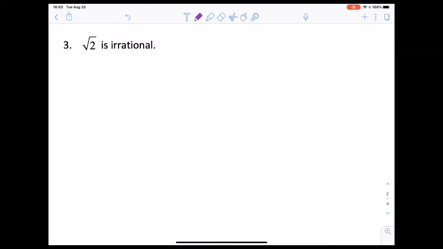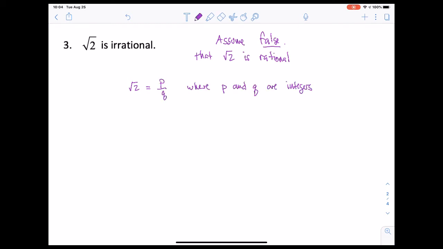This is a famous proof that we're about to do, to show that the square root of 2 is irrational. So remember the idea here. We have to assume this is false. So what this means is we have to assume that the square root of 2 is rational. Let's think for a second about what that means. If the square root of 2 is rational, it means that the square root of 2 can be written as the ratio of 2 numbers, p and q. And p and q are integers. And we know q cannot be 0 because it's in the denominator.